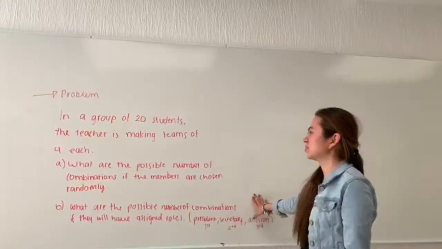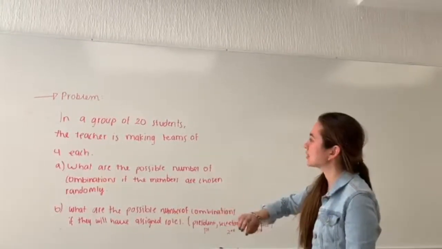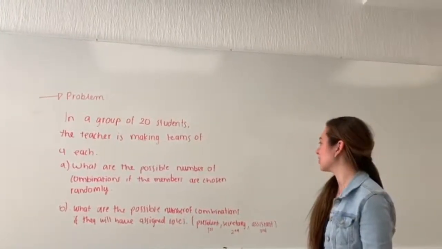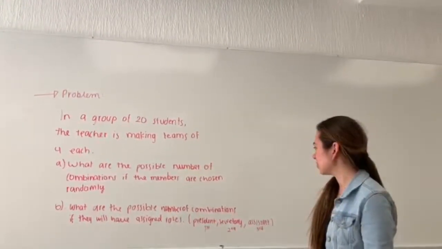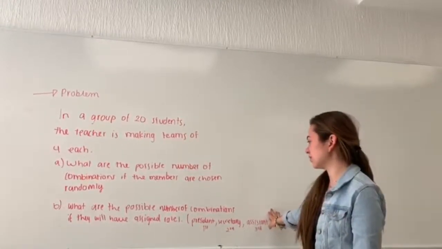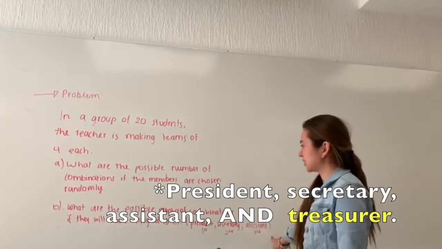Here we have an example of a problem that can be solved with the combination and permutation formulas. In a group of 20 students, the teacher is making teams of 4 each. What are the possible number of combinations if the members are chosen randomly? And what are the possible number of combinations if they will have an assigned role: the president, secretary, and assistant?